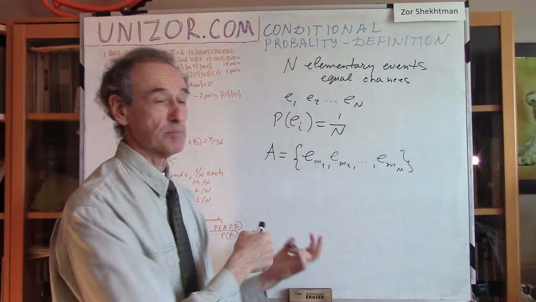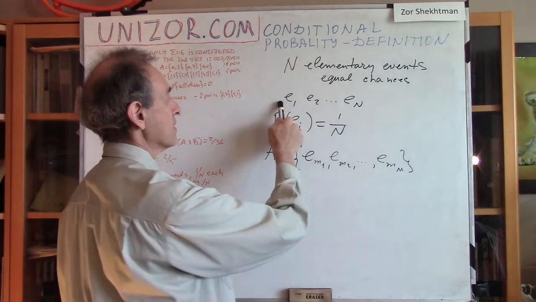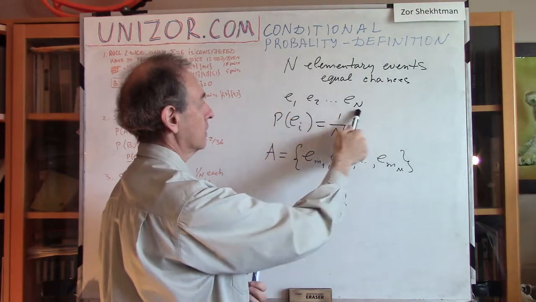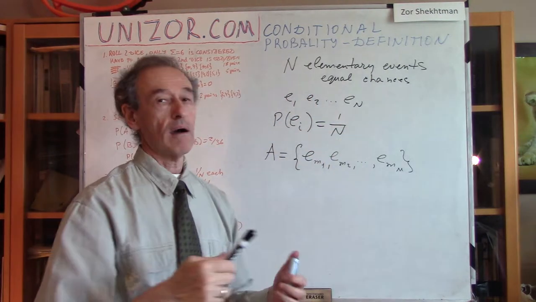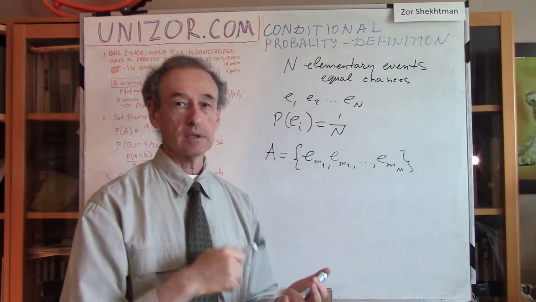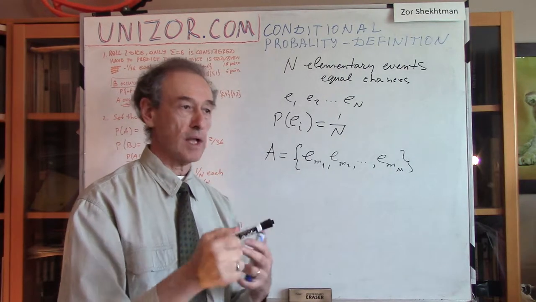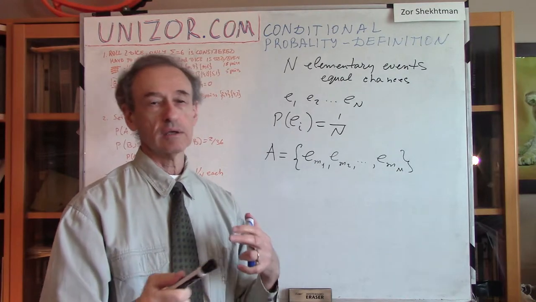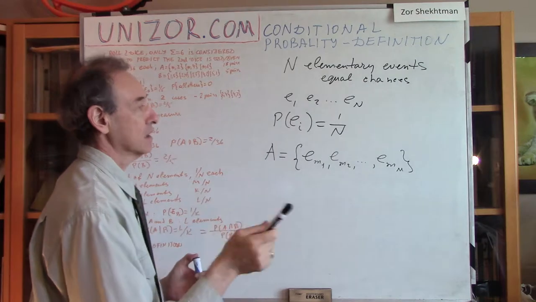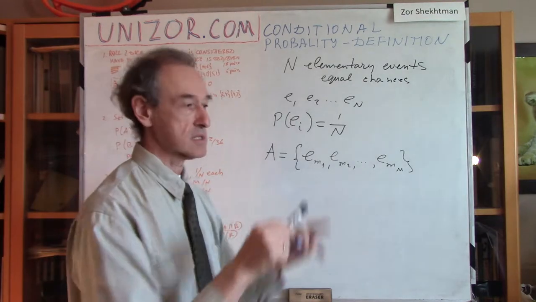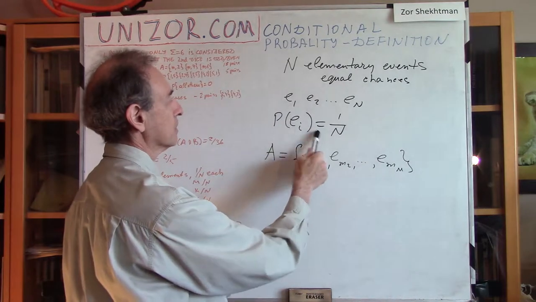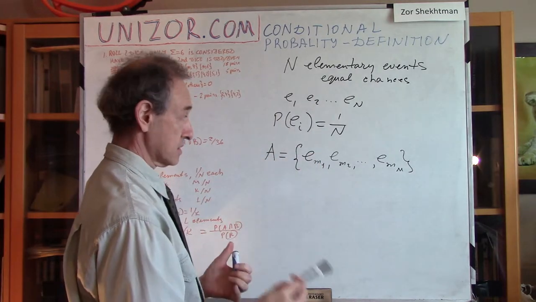Now, back to the problem which I had before. Here n is equal to 36. E1, E2, ..., En are all the different pairs of numbers 1 through 6. So it's 1,1, 1,2, 2,3, 4,1, etc. All the different combinations of the numbers from 1 to 6 in pairs, right? 36 different combinations. And the probability of each one is 1 over 36.